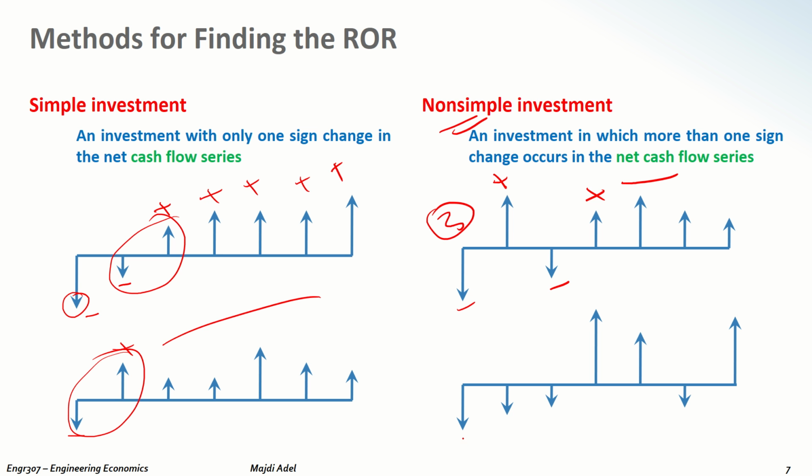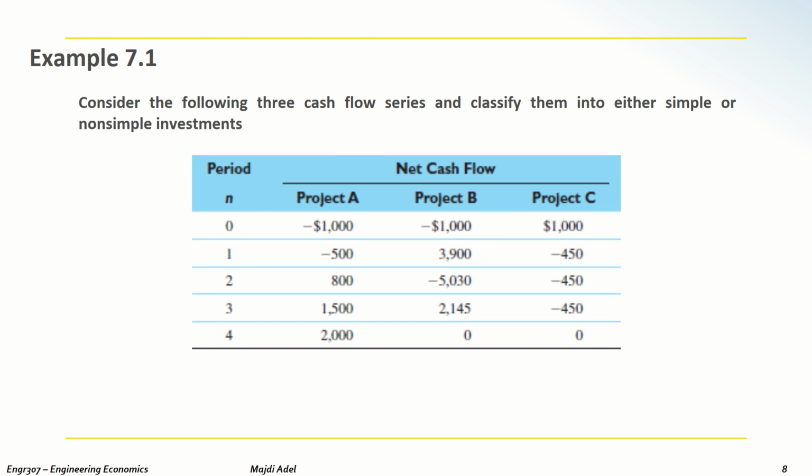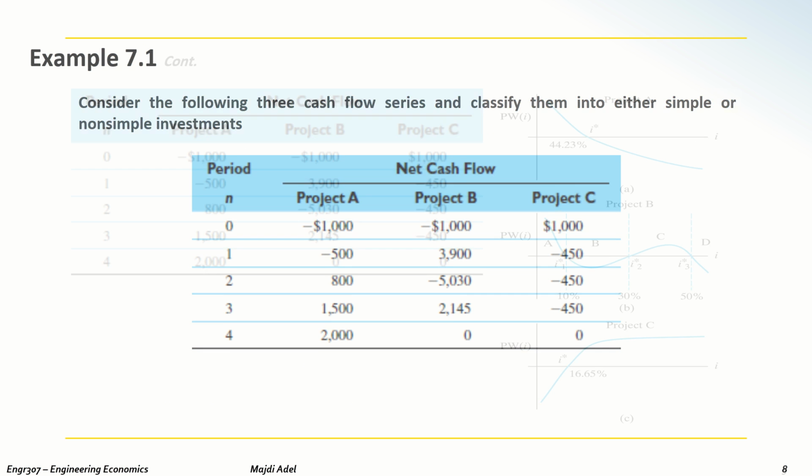Similar to this project, negative, negative, negative, the cash flow, and changes its sign to positive, positive, then changes the sign to negative, then positive. So in total, it changes its sign 3 times. Let's see this example. We have 3 projects, A, B, and C, and we want to classify them as simple and non-simple investments.